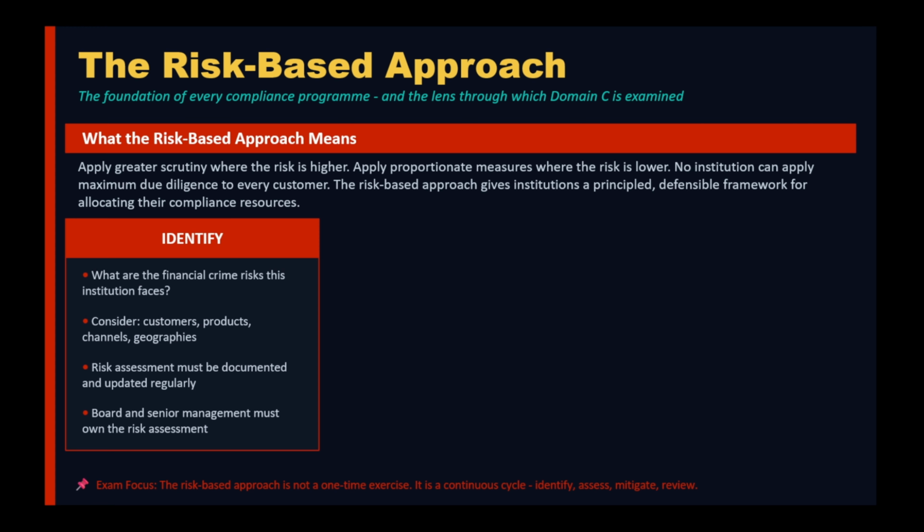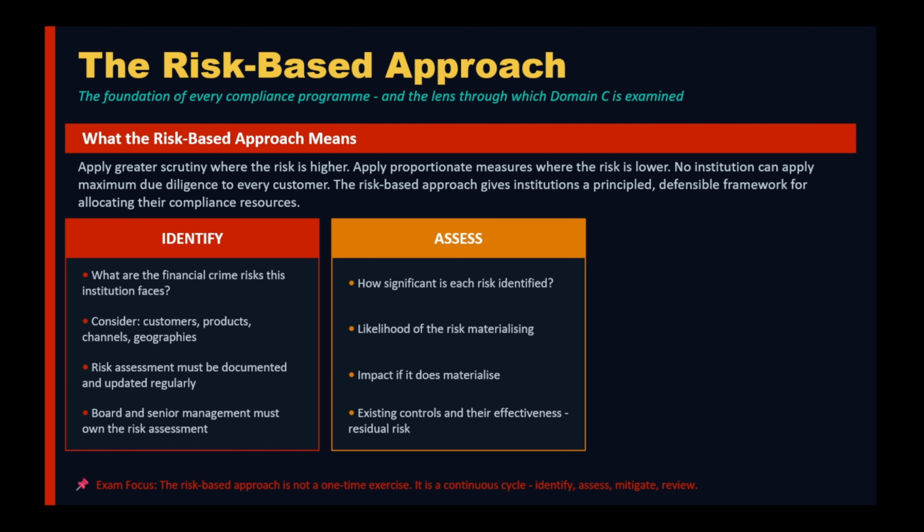Let's look at the first one, identify. What financial crime risk does this institution face? This starts with a firm-wide risk assessment covering the customer base, the product offering, the geographic reach, and the delivery channels. The risk assessment must be documented and must be kept current. The board and senior management must own it.